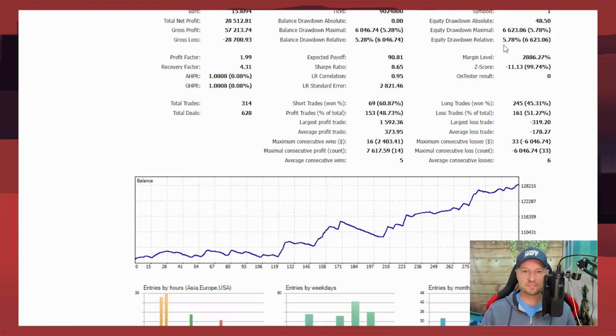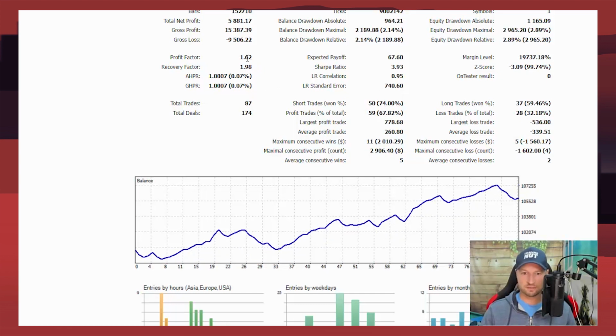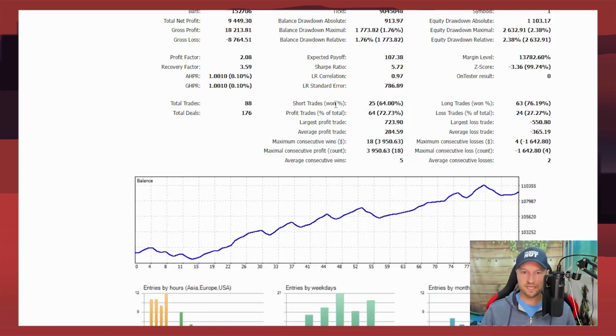Here's another one. So this was AU, and 1.99 profit factor, which was really good. Another one on AU was a 1.62, and then this one was on AUD CAD, which was 2.08 profit factor, so good as well. Maybe not that many trades in this case. So I'm going to run these on a demo account. We're going to see how they go.